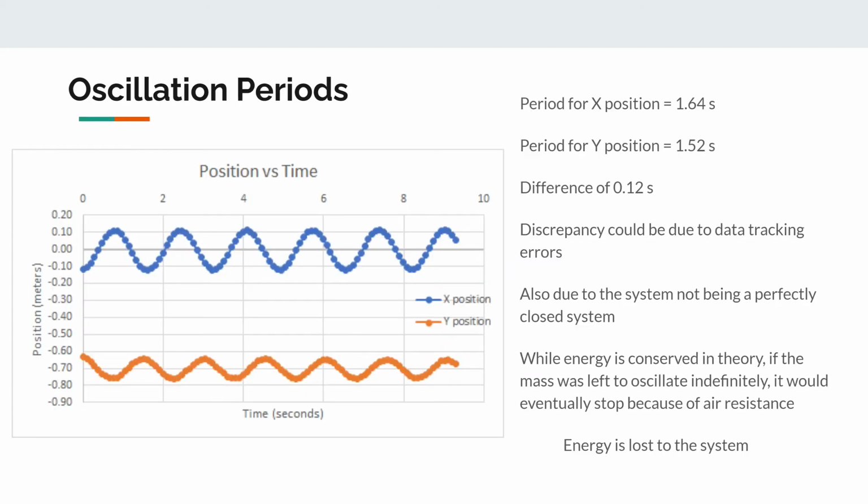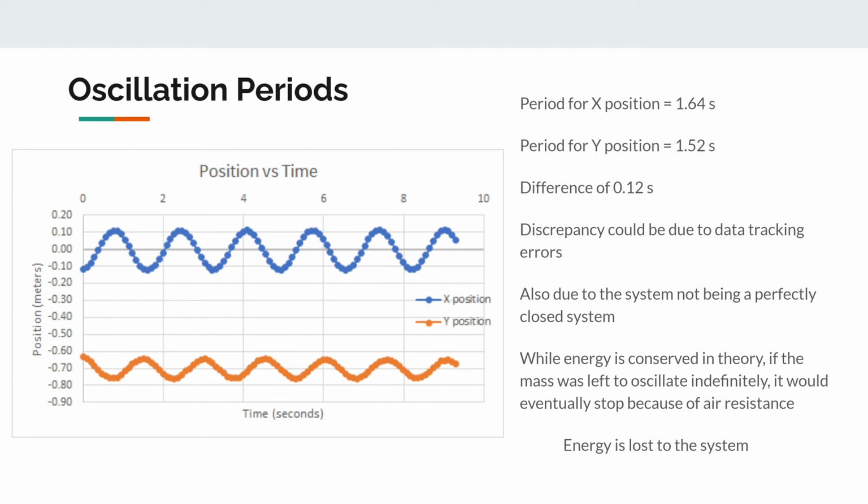And we have our oscillation periods, where for the x position and the y position is the time that it takes for it to make one oscillation. So for the x position, I got 1.46 seconds, and for the y position, I got 1.52 seconds, which is a difference of about 0.2 seconds. These discrepancies could be caused by tracking errors.